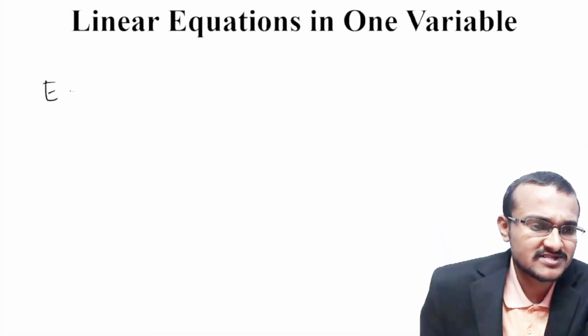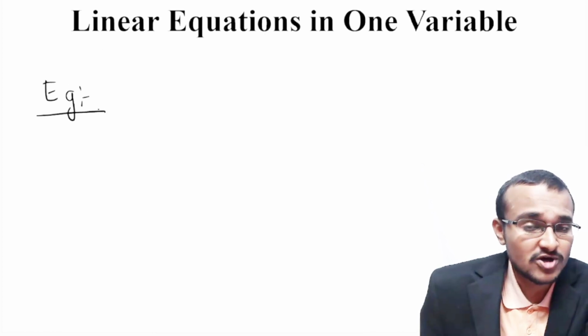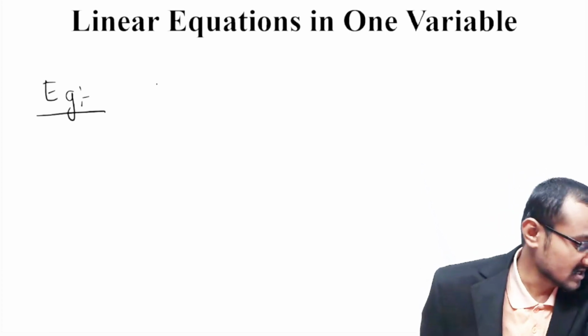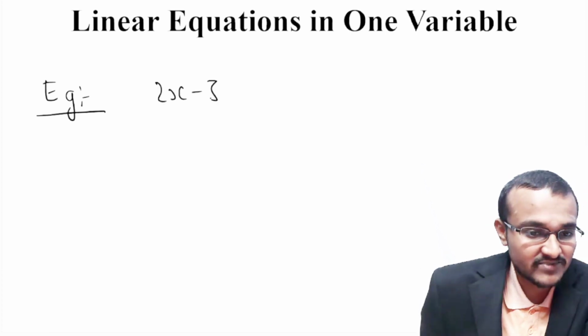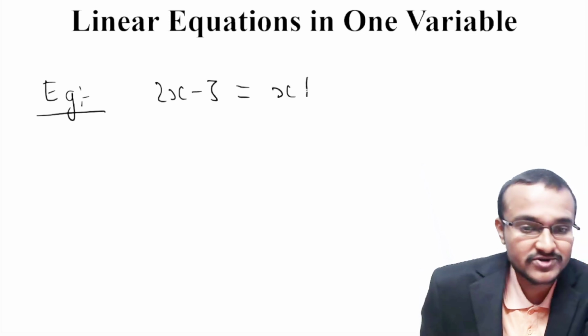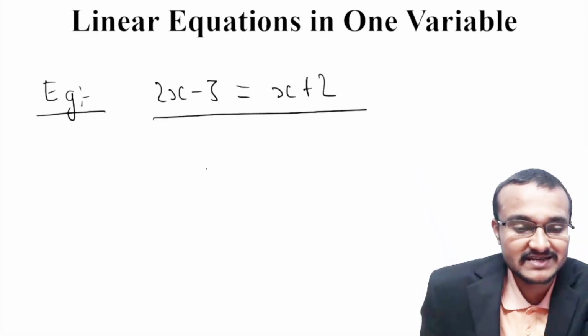Now let us solve some examples where we can solve the equation and find the value of a particular variable. So coming to the first example, let's take 2x minus 3 is equal to x plus 2. So you have this particular example.